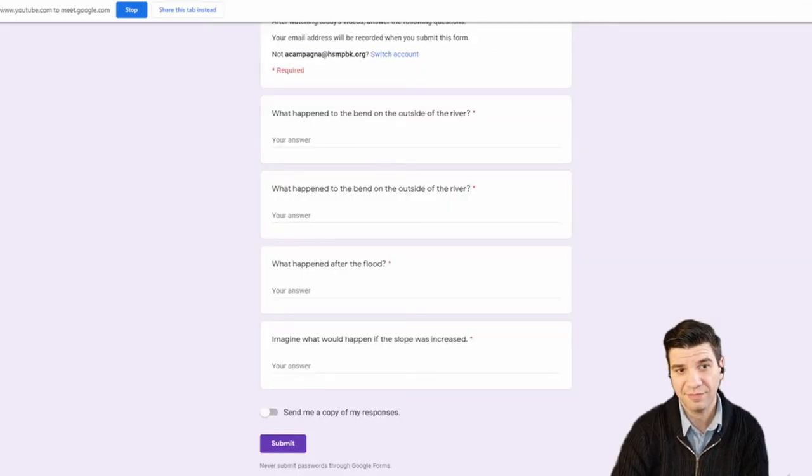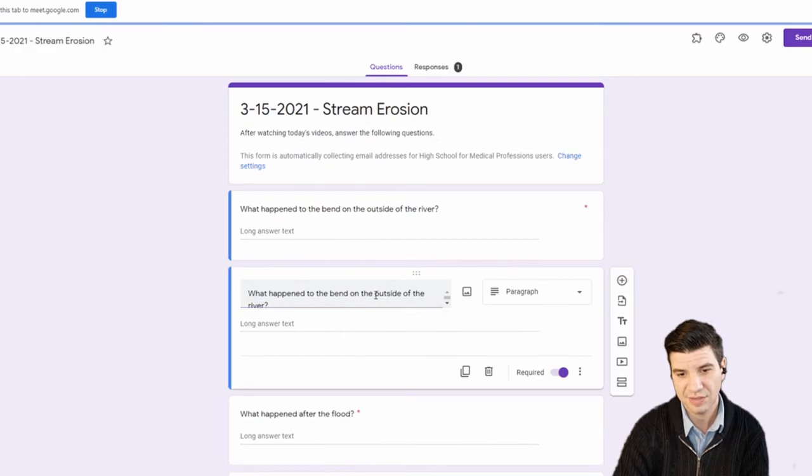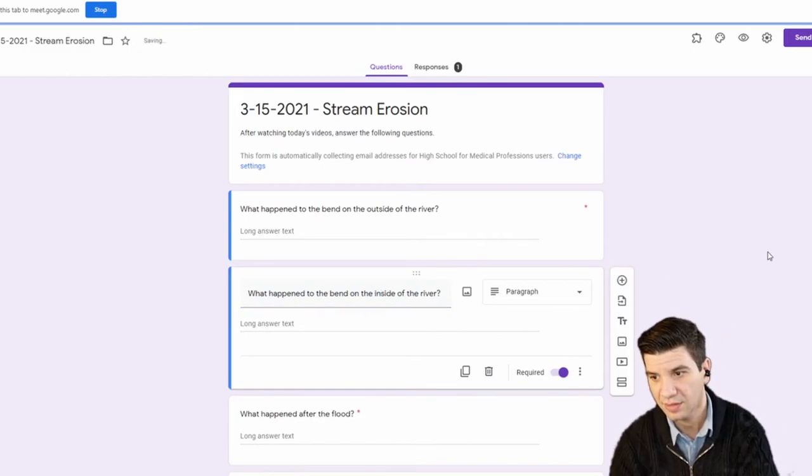I'm going to edit that file because, like I said, I had a typo in here. In fact, I'll edit it right now, right in front of you. I change this to say the inside. Okay, so good. It is edited now.